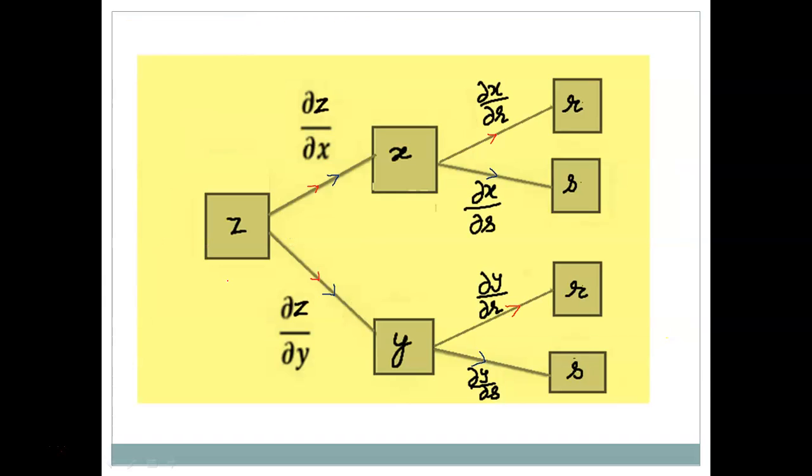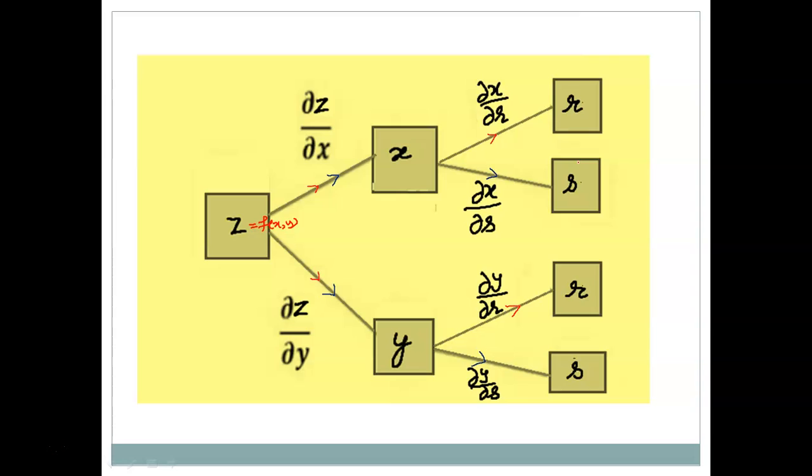Now look at another situation. If we have the function z of two variables x and y, you can write z as a function of x and y. That means z depends on x and on y. Further, x and y are functions of two variables r and s. Then how do we find the total differential coefficient of this z? In that situation, this z is again a composite of two variables.